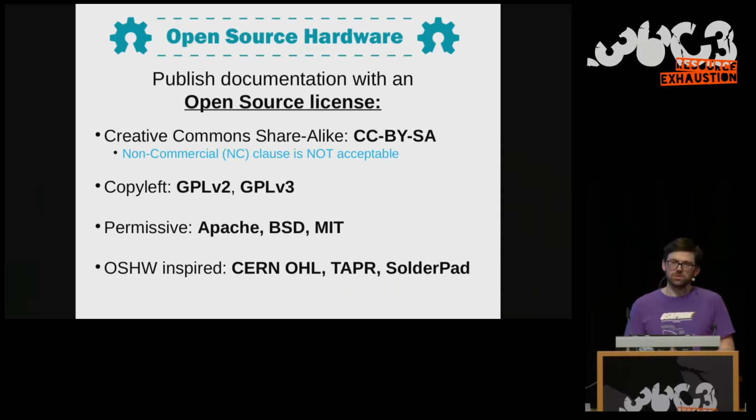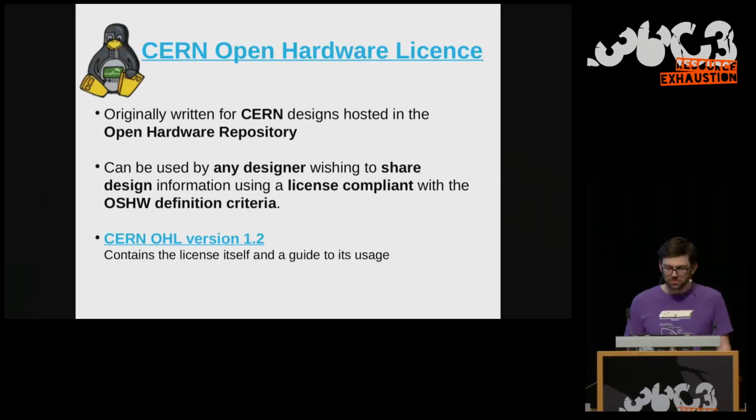In the slides, there's a link to a good blog post that explains why if you add a non-commercial clause, it no longer conforms to the definition of open source. Other people use things like copyleft licenses or reciprocal licenses like GPL, also permissive licenses like Apache, BSD, and MIT. And then there's licenses that were created specifically for hardware projects, one of which is the CERN Open Hardware License, which I wanted to talk more about specifically.